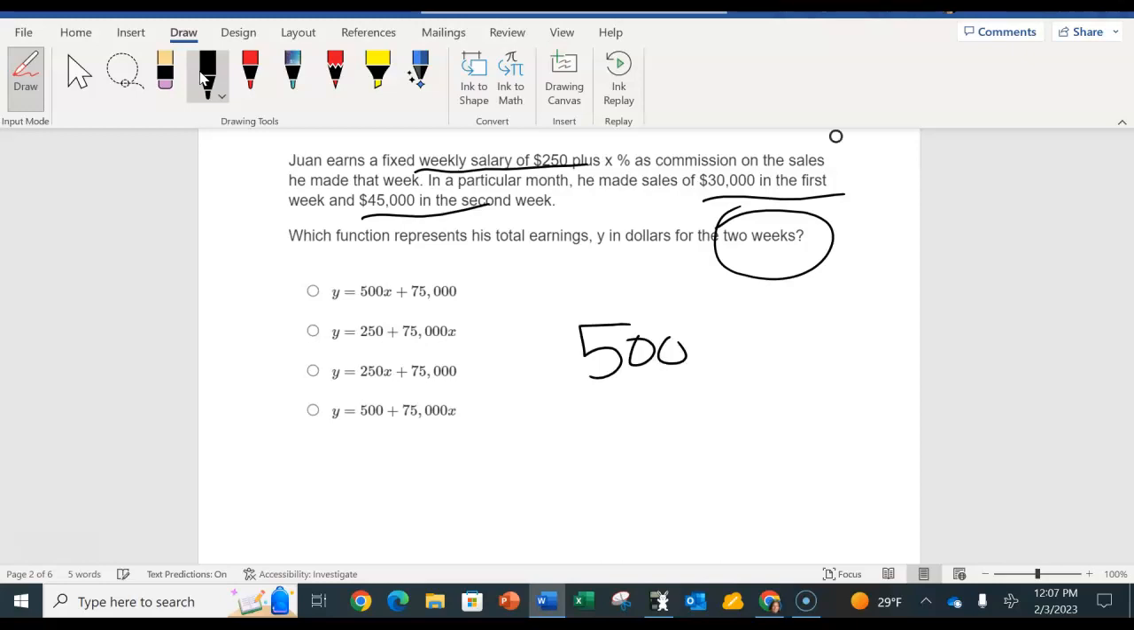All right, so it says plus X commission on sales he made that week. All right, so the first week he made $30,000 in sales, and the second week he made $45,000. If you add that together, 30 and 45 is $75,000. And it says he made X% on that. So the best answer here is going to be the last choice.